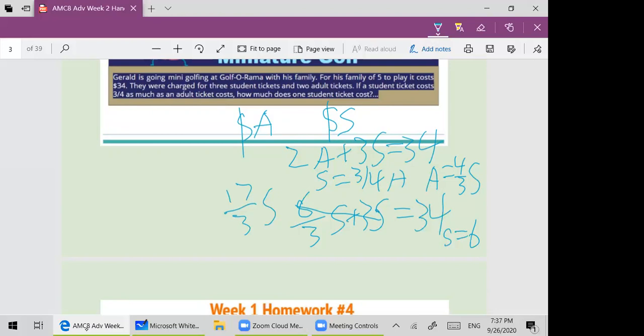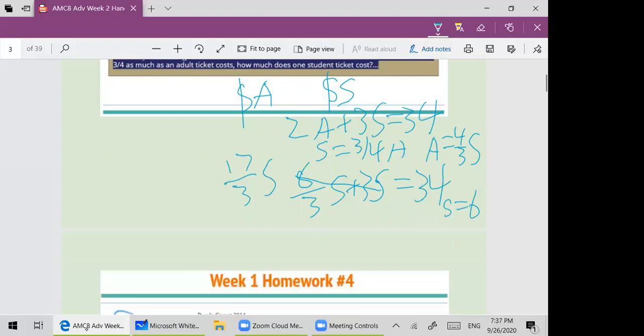Now, some people had difficulty with number 4 of the homework, so I'll go over that now.